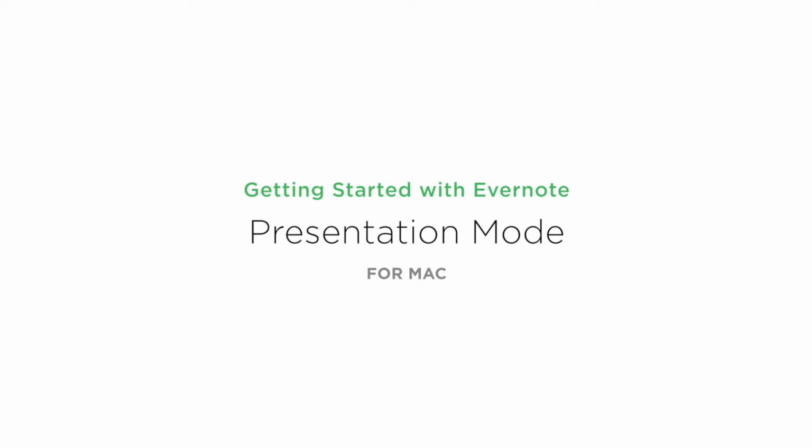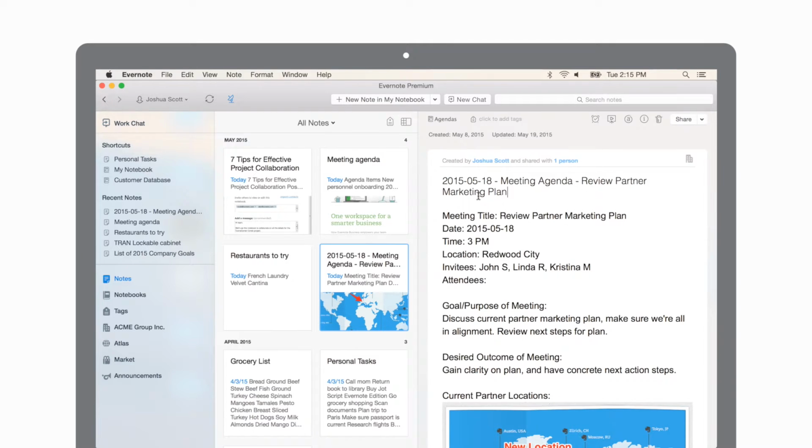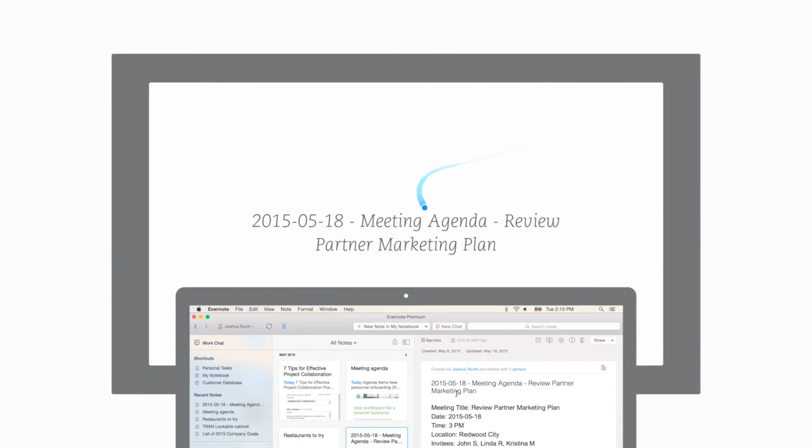You can use Evernote to streamline meeting prep and save a ton of time. I have an upcoming meeting with colleagues. Rather than verbally going through an agenda with them, I'm going to use presentation mode to share it on the big screen. You can run presentation mode directly on your computer or iOS device, or you can connect to a projector or a large monitor.